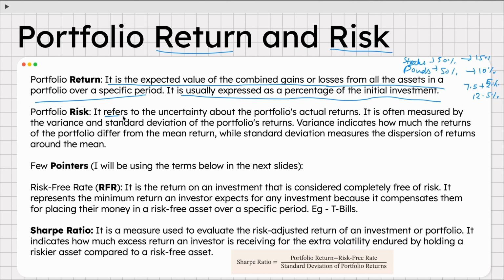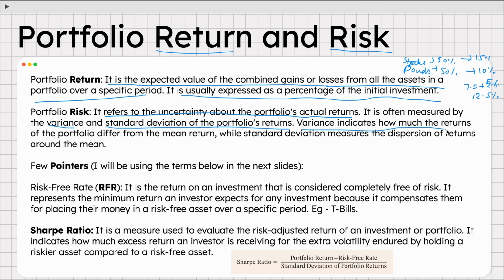Portfolio risk refers to the uncertainty about the portfolio's actual returns. It is often measured by variance and standard deviation of the portfolio's returns. So we did cover variance and standard deviation, right? I think in the third module. So it's the same thing. We'll learn how to calculate portfolio risk, basically variance. It's based on a formula. We'll be covering this when we implement it in Python. So again, it's the same thing, right?